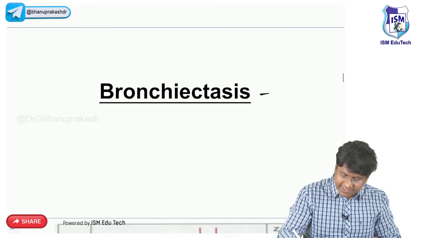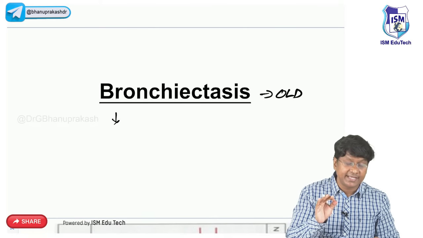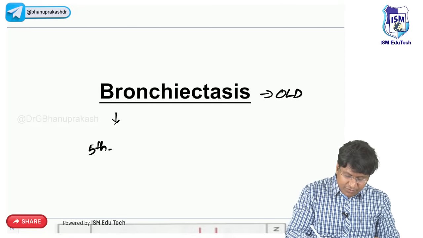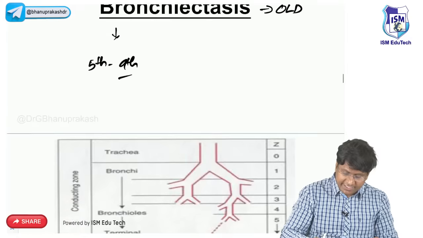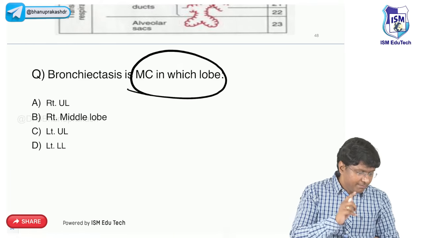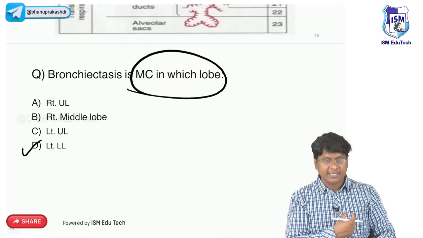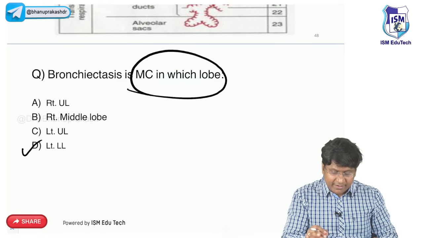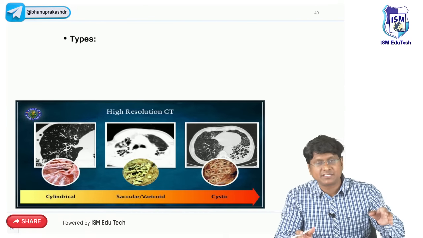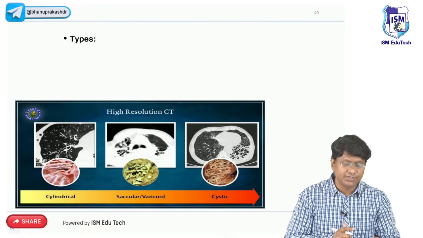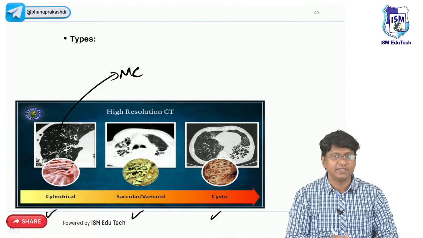And one more important obstructive lung disease will be bronchiectasis. Bronchiectasis is also an obstructive lung disease. Which particular generations are irreversibly dilated in bronchiectasis? That is the 5th to 9th generation, which is abnormally, irreversibly dilated. And you need to know that bronchiectasis is more common in the left lower lobe because the airway going to the left lower lobe is very long. Depending upon the shape of the abnormally irreversibly dilated bronchi, we classify bronchiectasis into three types: cylindrical, saccular, and cystic. Out of which the most common is the cylindrical form, right?